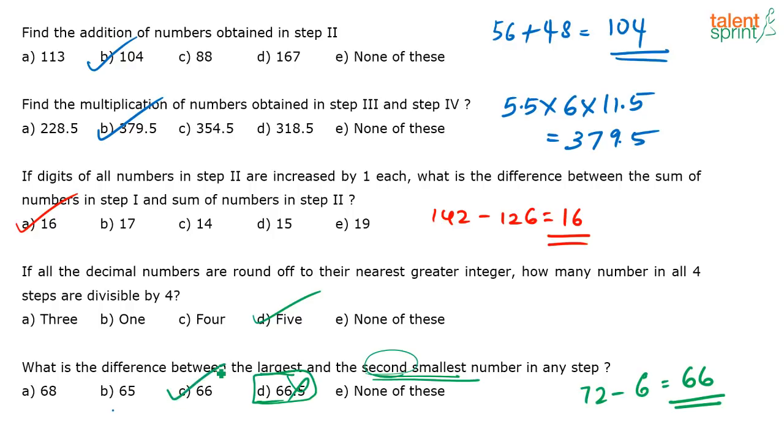Here the correct answer is option C, 66, because they have asked us the difference between the largest and the second smallest number. Some of you gave me the answer as 66.5. Please check. Okay, now everybody is getting 66. Good. Let's look at the next question.